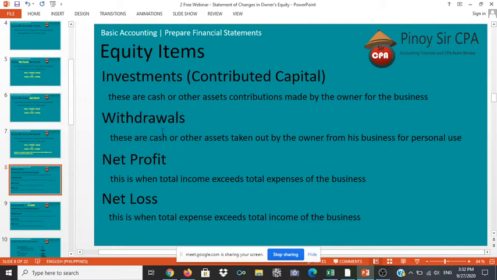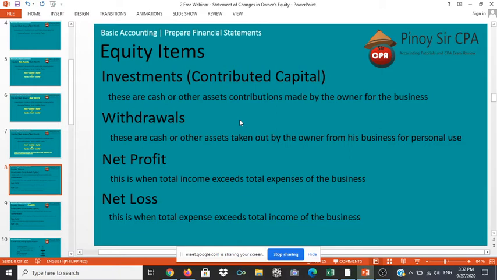Clear po. Now, we have withdrawals naman. By the way, ang investment pala, what will be the effect? If there's an investment, what will be the effect to the equity? Increase. Okay? Dadagdagan. Equity will increase. So, tatandaan yan, okay? So, next we have withdrawals. These are cash or other assets taken out by the owner from his business for personal use. So maliwanag naman yon.